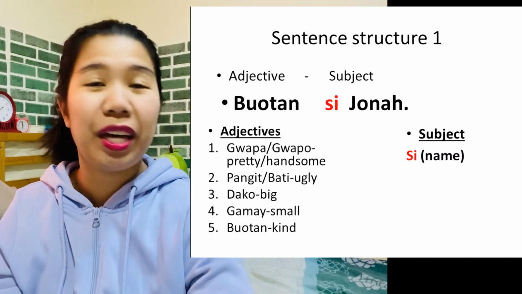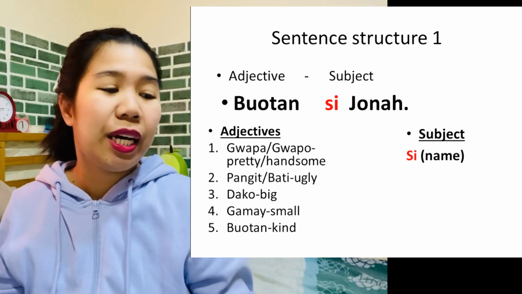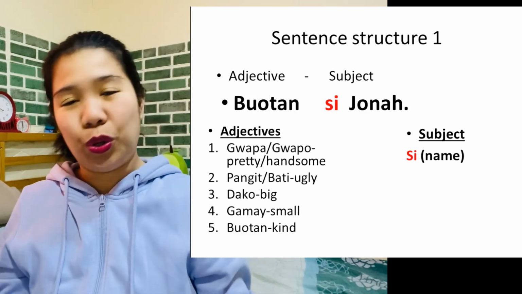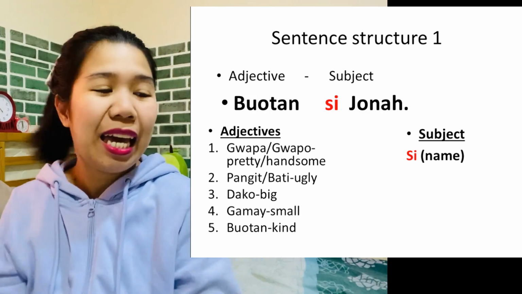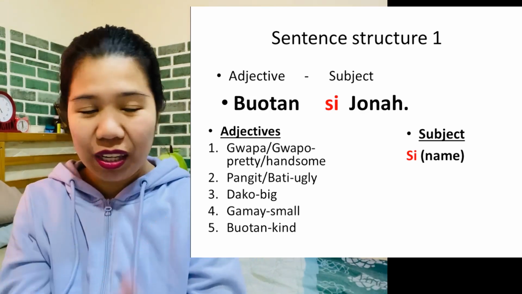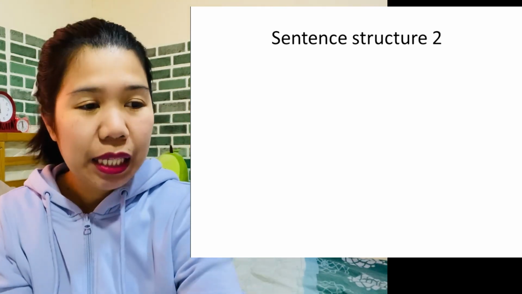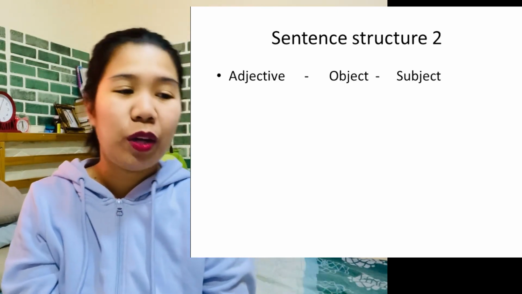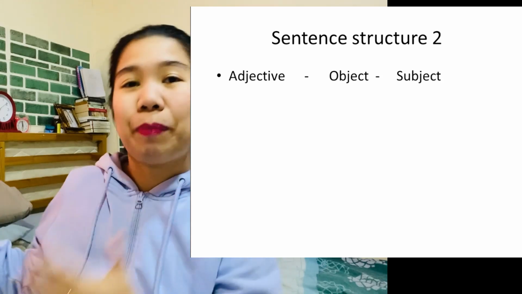Let's have another example. For example, Jonah is beautiful. So we could say guapa si Jonah. Or for example, Jonah is small. We could say gamay si Jonah. Like that. Okay, is it clear? So let's move on to sentence structure number 2. Sentence structure number 2 is adjective followed by the object, and then the subject is at the last part.